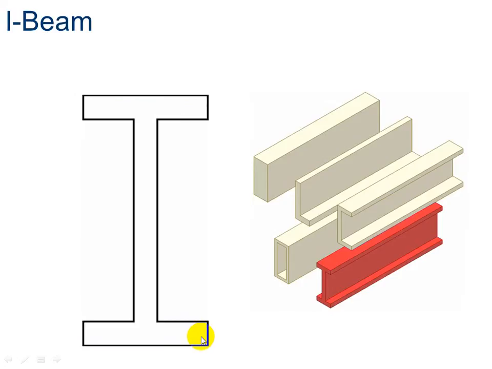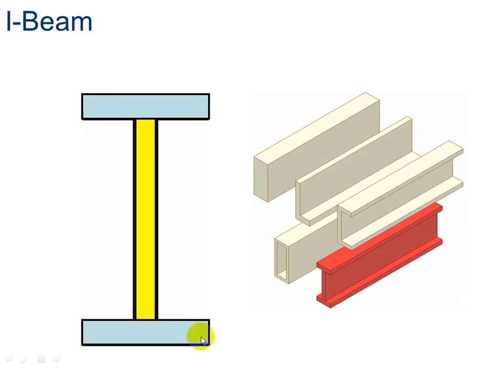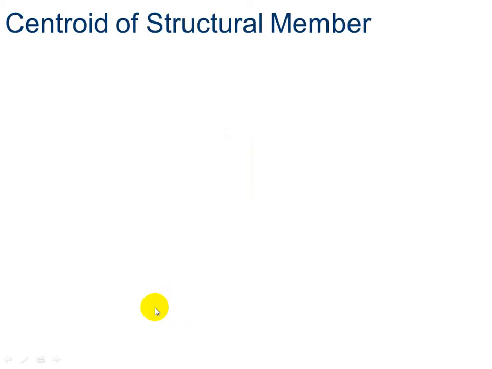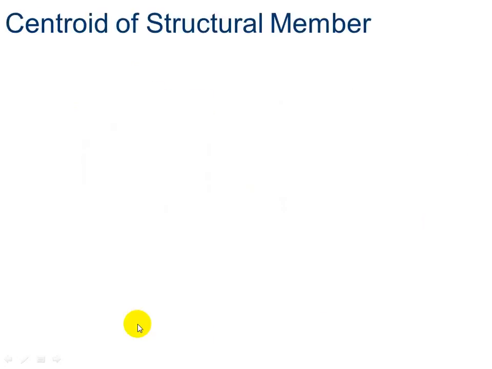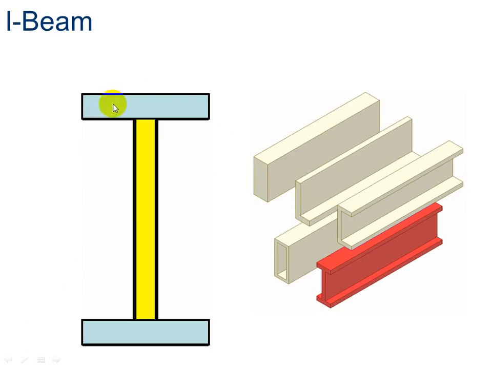What about the I-beam? An I-beam can be divided into 3 rectangles. The 2 at the top and the 1 in the middle, here and here, and the one in the middle. Or we could go more rectangles, but I don't know why you would want to do more rectangles. If you went all the way in here, you could do 1, 2, 3, 4, 5. But that would just make more work for you, so I don't suggest doing that.